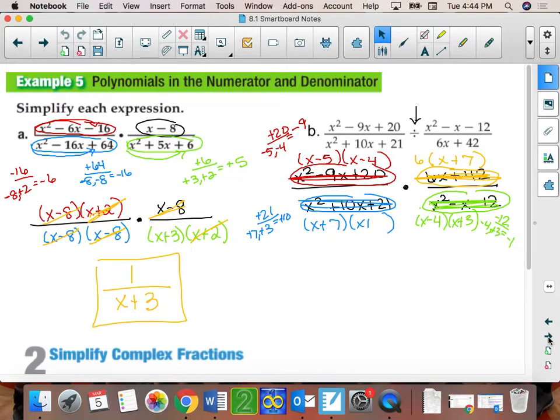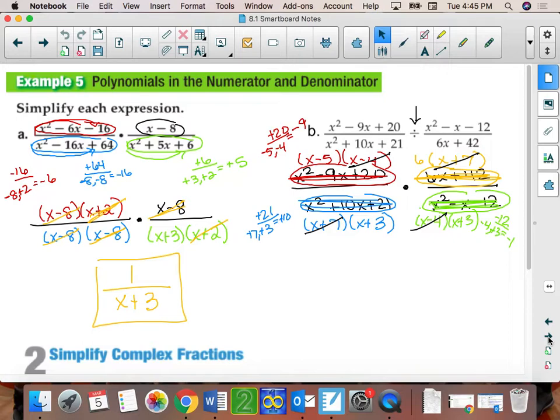And then after I've simplified everything, I'm going to start canceling things top and bottom. So x plus 7 and x plus 7 can cancel. x minus 4 and x minus 4 can cancel. And I think I've canceled everything out. I lost something here. There we go.